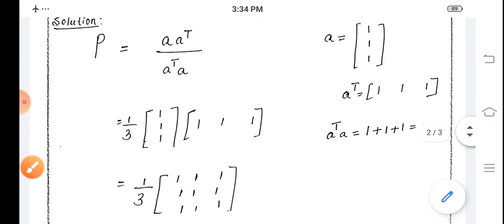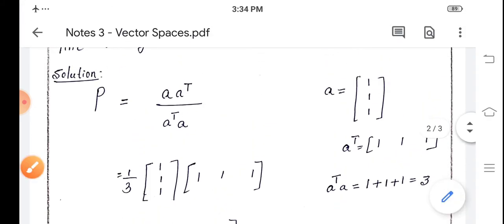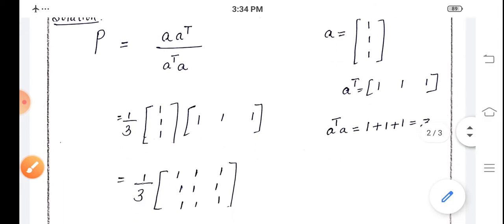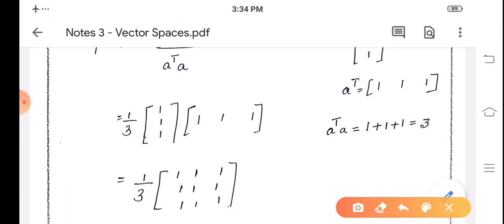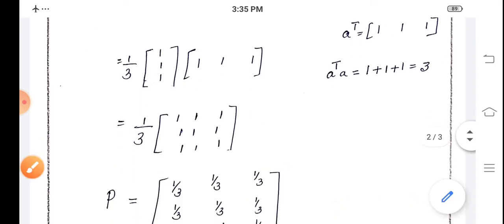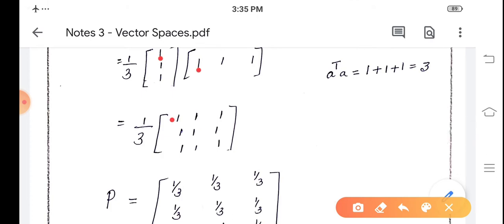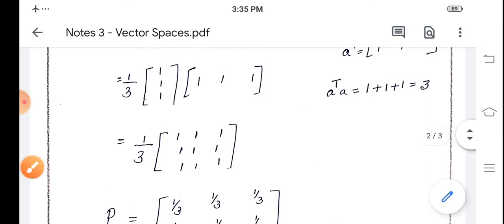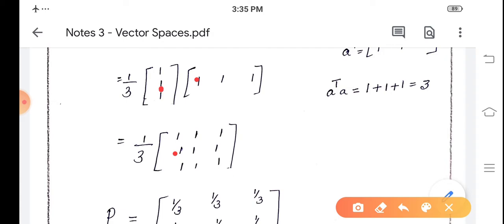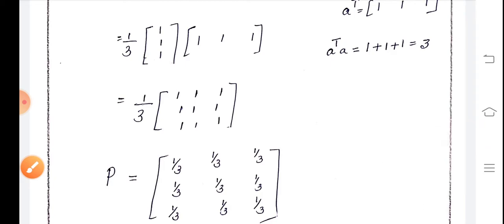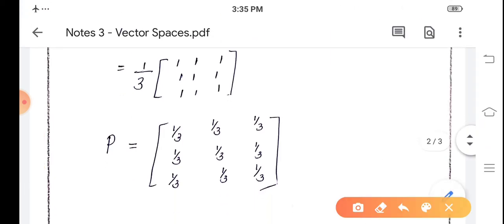Next we substitute A transpose A in the formula. That will be 1 by 3 into A A transpose. That is A is column vector 1, 1, 1 and A transpose is row vector 1, 1, 1. When we multiply this, we are getting matrix of order 3. That will be 1 by 3 into 1 into 1, that is 1. 1 into 1 is 1, 1 into 1 is 1. These are the first row entries. Similarly, we write the second row entries as 1, 1, 1. Here also 1, 1, 1. Similarly, we are getting last row entries as 1, 1, 1. Now we write projection matrix P as P is equal to 1 by 3, 1 by 3, 1 by 3. Similarly, second row 1 by 3, 1 by 3, 1 by 3 and last row 1 by 3, 1 by 3, 1 by 3.